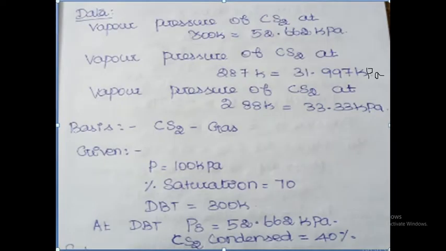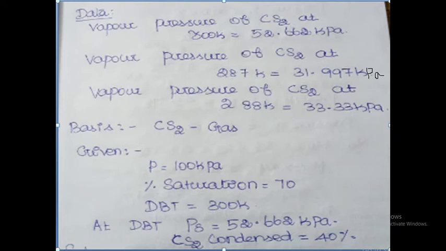Data: vapor pressure of CS2 at 300 Kelvin is 52.662 kilopascal. 300 is the dBT. At dBT, this pressure is taken as the vapor pressure. Vapor pressure notation is PS, so PS is equal to 52.662 kilopascal.